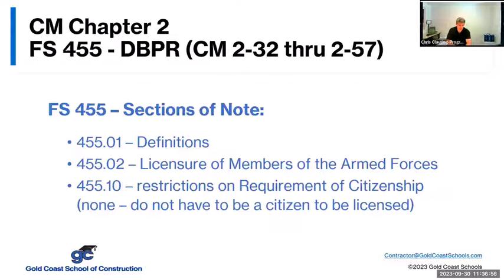You have the definitions. Section 02, licensure of members of the armed forces. 10, restrictions on requirement of citizenship. So there is none. You do not have to be a citizen to be licensed. If you are an international applicant and you're not a resident of Florida or a US citizen, I have had students that use what's called an ITIN, Individual Taxpayer Identification Number, which is similar to a social security number. That's something you could use on your application if you do not have a social security number issued by the IRS.